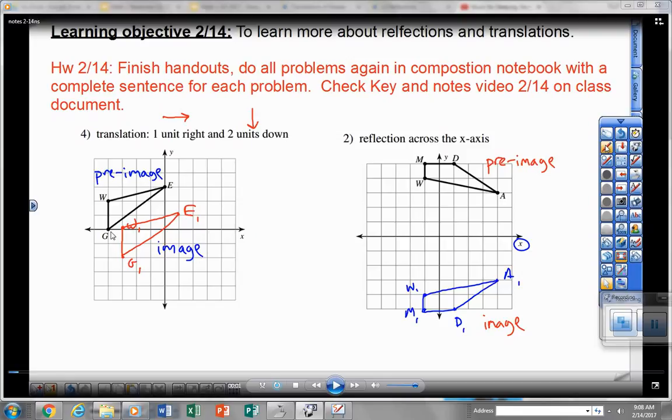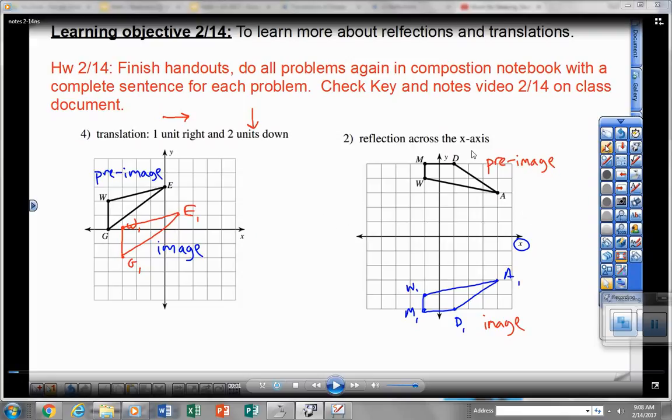The original preimage points are just E, W, G, but the image points after the transformation, you could see, are E prime, W prime, and G prime. So I know by looking at those that this is the object after it's been transformed. Translation means you're sliding an object either right, left, up, or down. Same object, just moved.